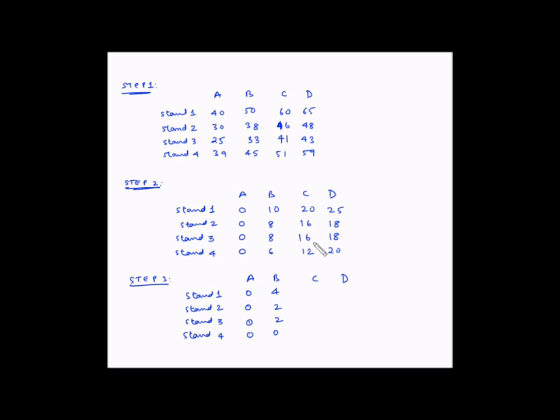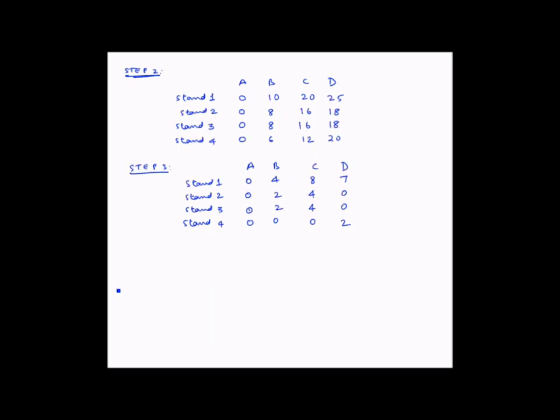For the third column, the lowest element is 12, so we'll get 8, 4, 4, 0. For the fourth column, the lowest element is 18, so let's deduct 18 from every element. So we'll get 7, 0, 0 and 2. Now let's find out if we have achieved an optimal solution or not. So let's move to step number 4, where we'll find out whether we have reached the optimal solution or not.